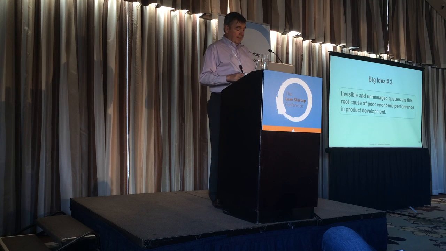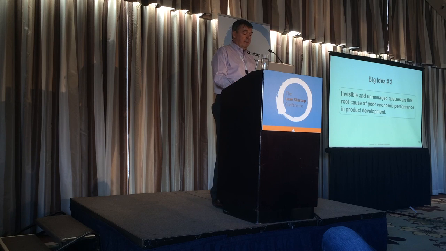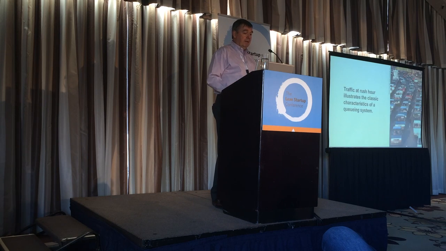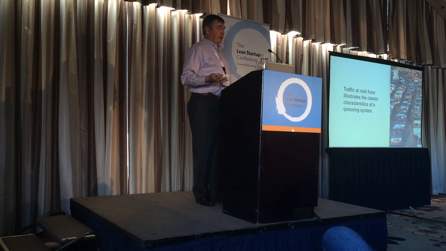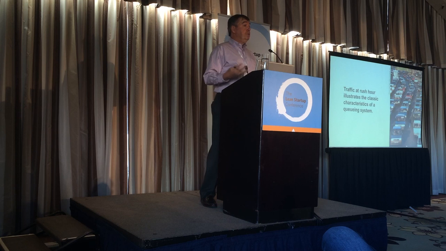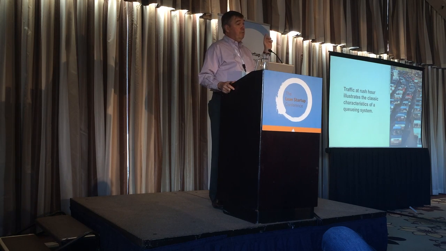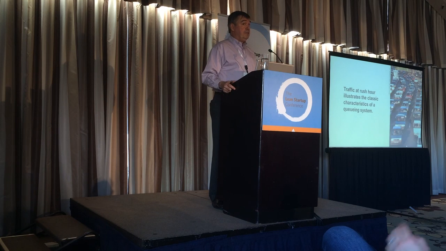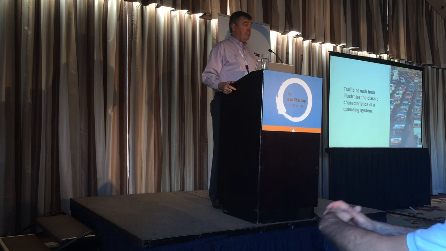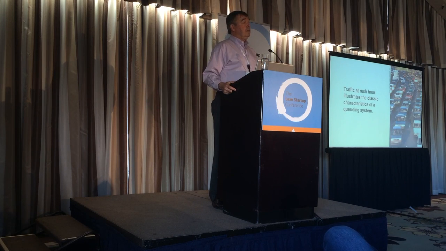Second big idea. Invisible unmanaged queues are the root cause of poor economic performance in product development. So, all of you are familiar with traffic at rush hour on a crowded highway. Beautiful illustration of queuing theory. If I take a 4-lane highway, remove 1 lane of capacity at rush hour, I am removing 25% of the system capacity. What will happen to cycle time? Will it change by 25%? No. I might double or triple cycle time.